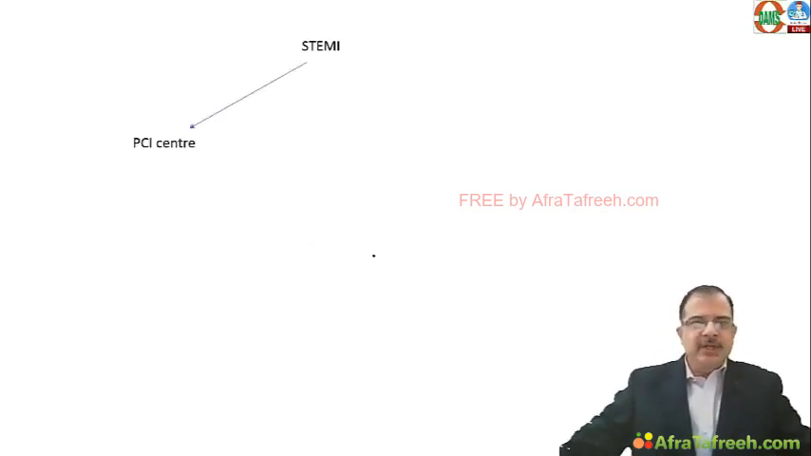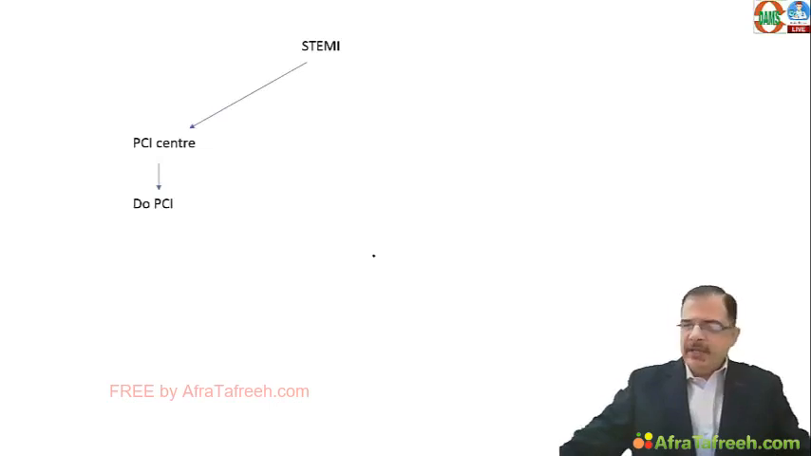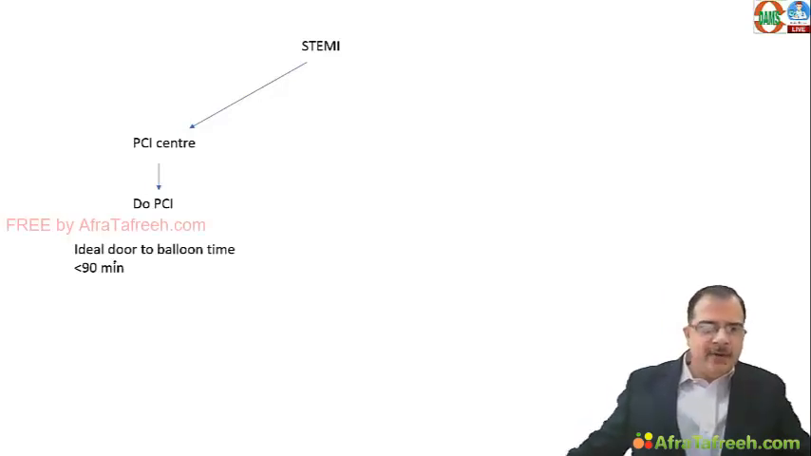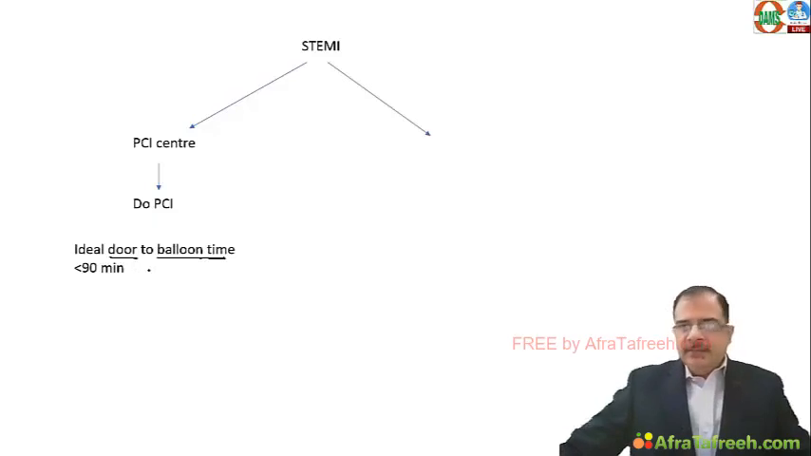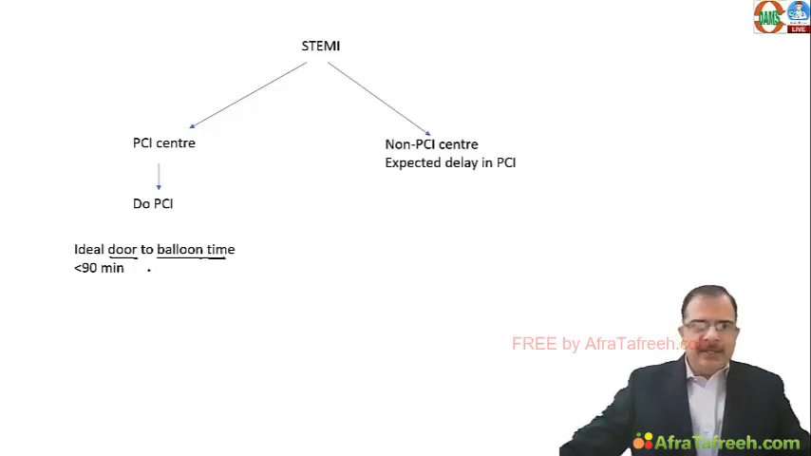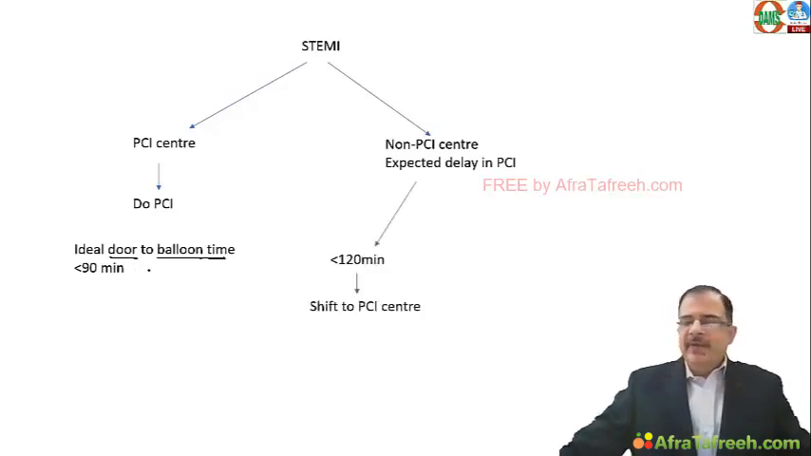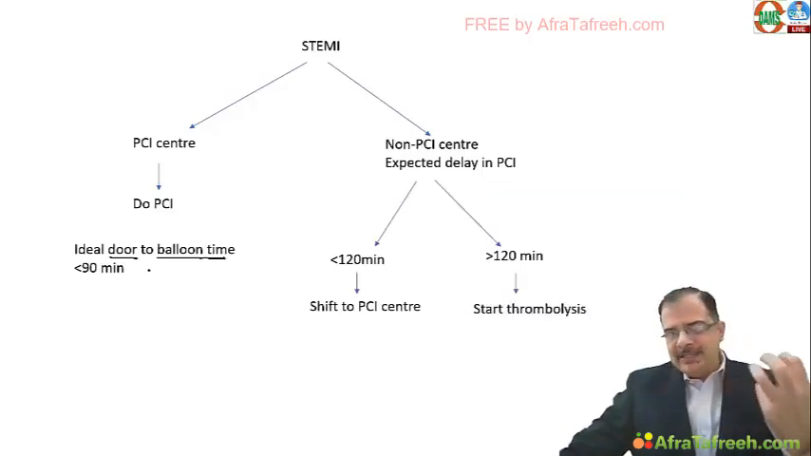So for ST elevation MI, if the patient presents to a PCI center, go for a PCI. Door to balloon time will be less than 90 minutes. That means from the entry of the patient in the hospital to the angioplasty being done, it will be less than 90 minutes. While if the patient is presenting in a non-PCI center and the expected delay to PCI is less than 120 minutes, then we shift the patient to a PCI center.